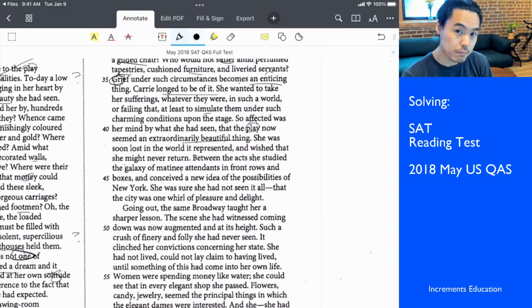Okay, so I'm dealing with this doubt right now that maybe she's talking about the audience, maybe she's talking about the actual actors, like the characters on stage. Okay, I'm gonna keep going, and I'm gonna solve this on my own. I'm gonna resolve this doubt on my own. Here we go.